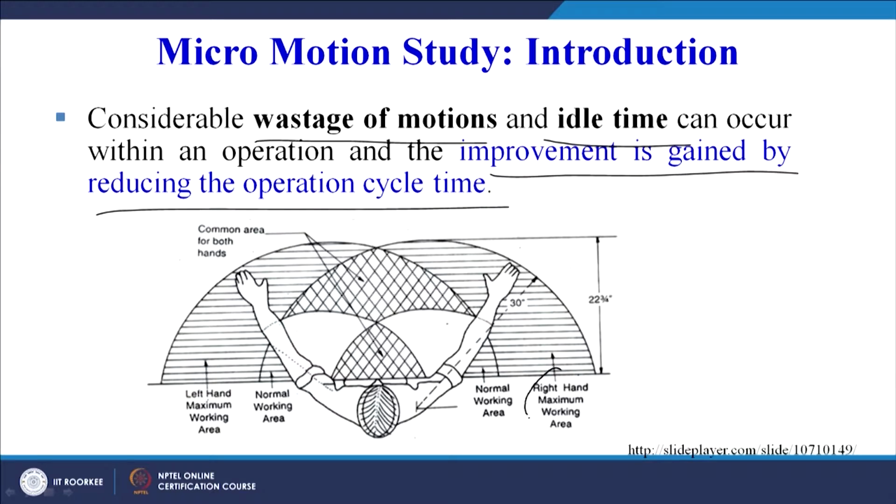So this is just a very standard diagram. In most work science labs, you will see this diagram which shows the right hand maximum working area, normal working area, left hand maximum working area. This is very standard and depends upon the anthropometric data for the various regions of the world. Maybe this may slightly vary if we talk about European industry or Asian industry; a little bit of variation may be there.